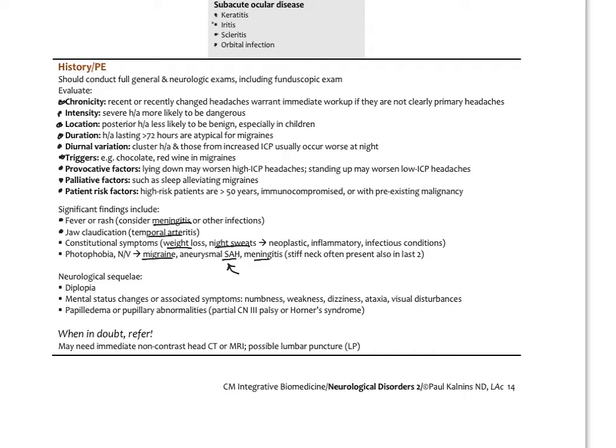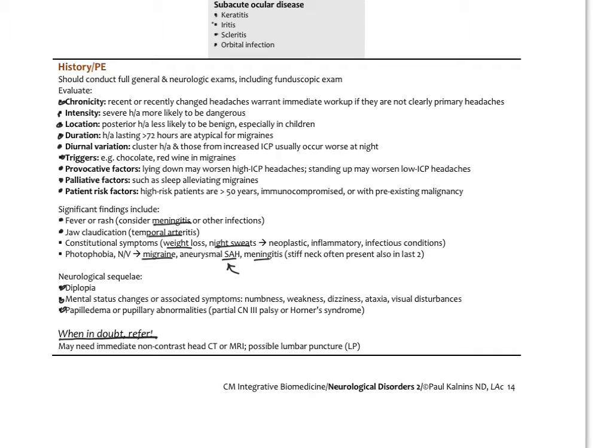And then neurological sequelae like diplopia, mental status changes, or papilledema, that's going to be telling of more serious conditions going on. When in doubt with a headache, refer. So if you're not sure what's causing this patient's new onset headache and they're having some of these neurological changes, it's probably time to refer to the emergency department to have them worked up. They might need a CT scan or a lumbar puncture to get further information on that.